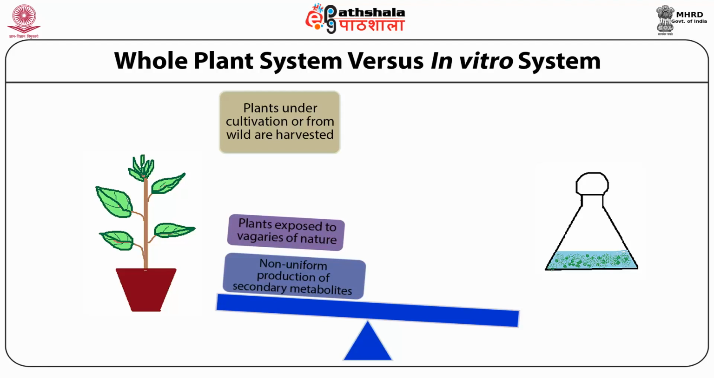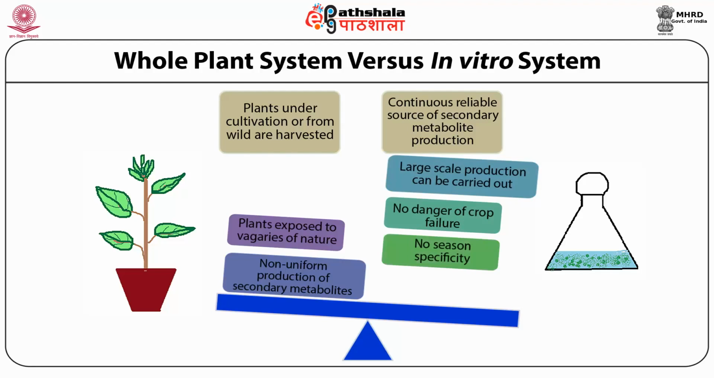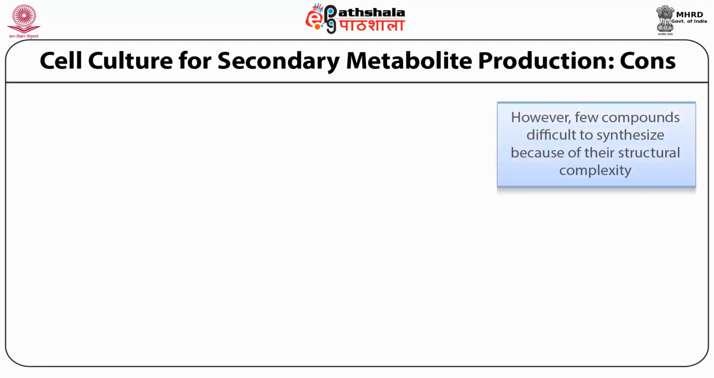Exploring the second option, that is in vitro system, it is a continuous reliable source of secondary metabolite production, because there is no season specificity. We can scale it up as much as we want, and there would not be any danger of crop failure. And in addition to this, under in vitro condition, there is production of some novel compounds which are otherwise not found in nature. Now, this in vitro system also has certain drawbacks.